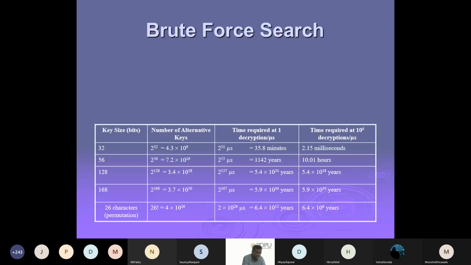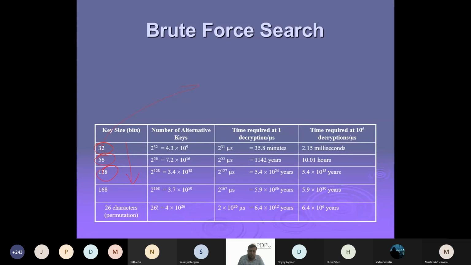So here you can see the key size. If my key size is 32 bit or 56 and so on, the more I go deep down, you can see the moment I say the key size is, for example, 32 bit, it means how many possible keys are there? 2 raised to 32, because these are binary bits, right? 0, 1, 0, 1. So I have 2 raised to 32 possibilities.